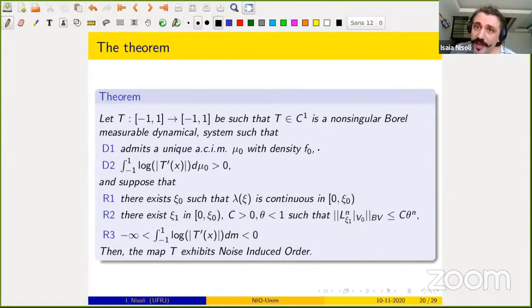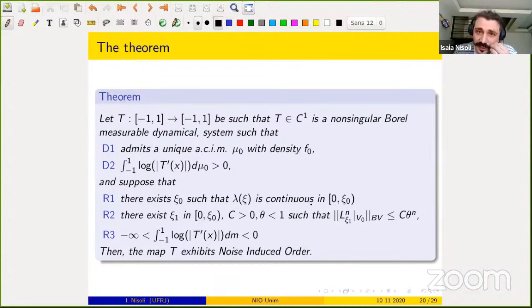So suppose that we have a non-singular measurable dynamical system, such that it has a unique ACM with density F0, and the Lyapunov exponent is positive. And suppose that there is an epsilon 0 such that the Lyapunov exponent of the stationary measure is continuous in 0, epsilon 0. There exists a small epsilon 1 in this interval, such that the operator is contracting the space of average zero measures in BV with exponential rate, and the integral of the logarithm with respect to Lebesgue is smaller than zero, okay? Then the map exhibits noise induced order.